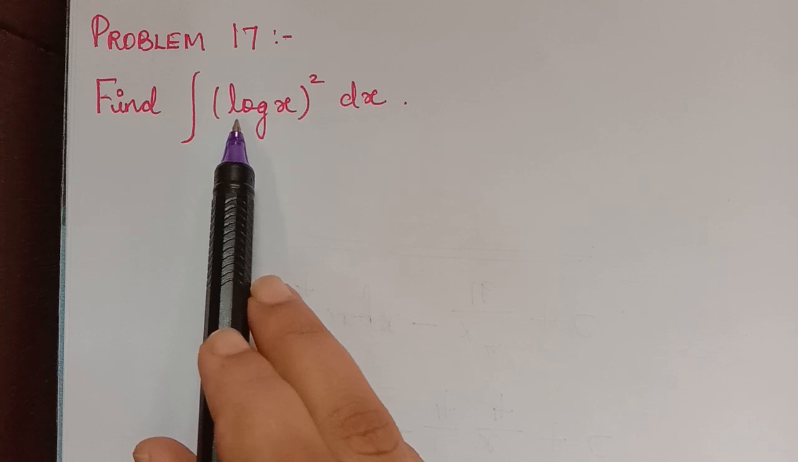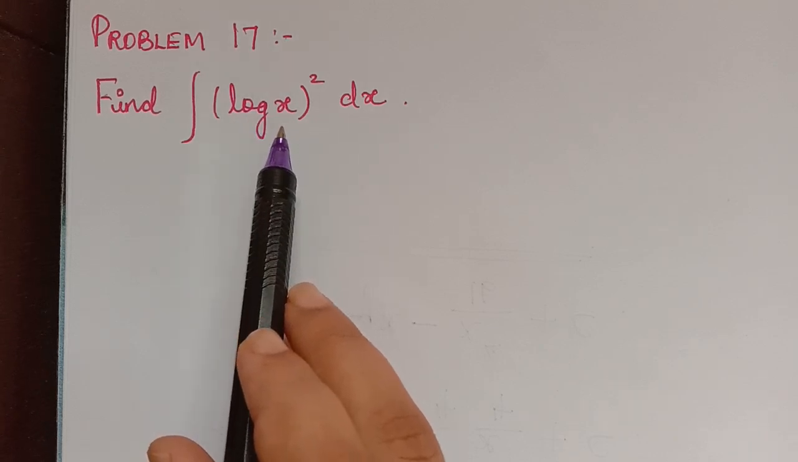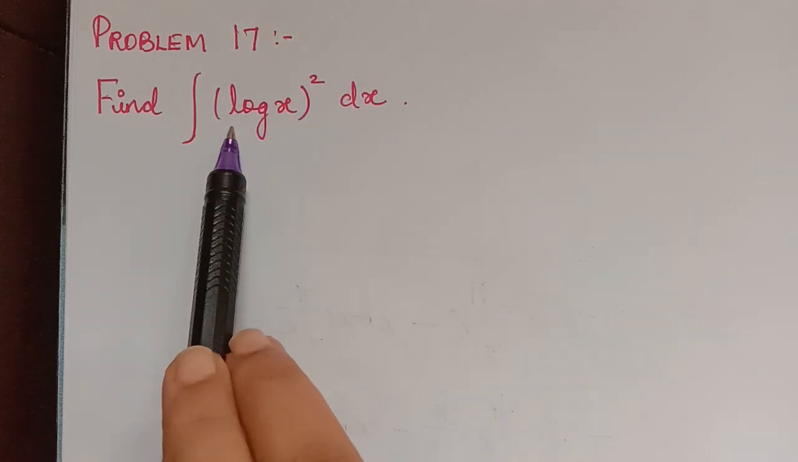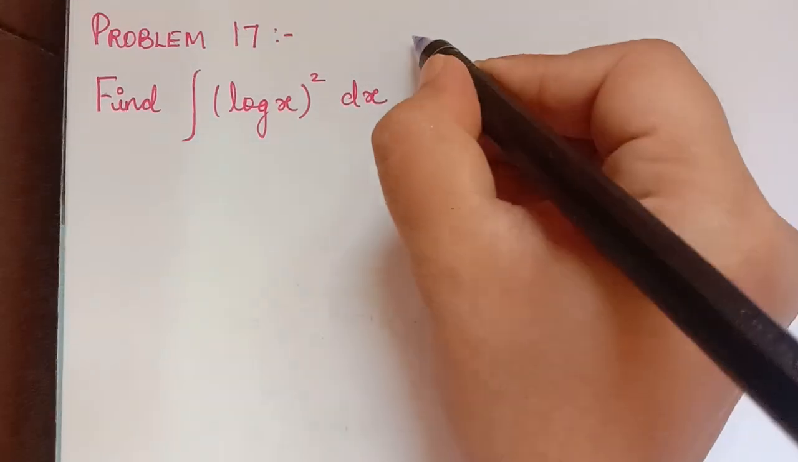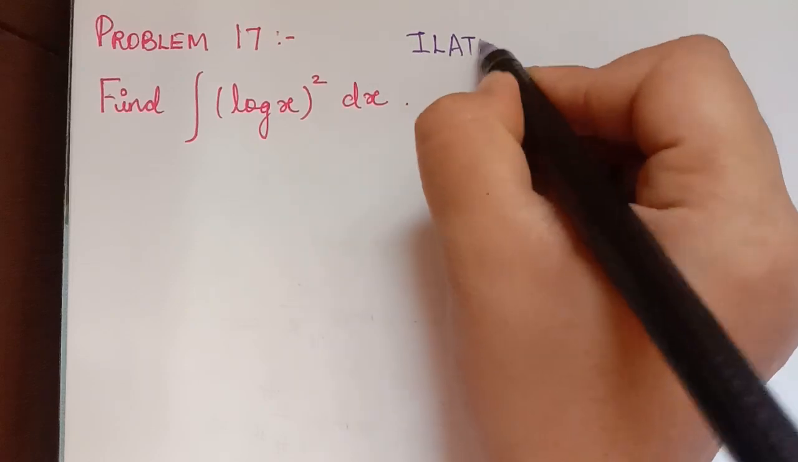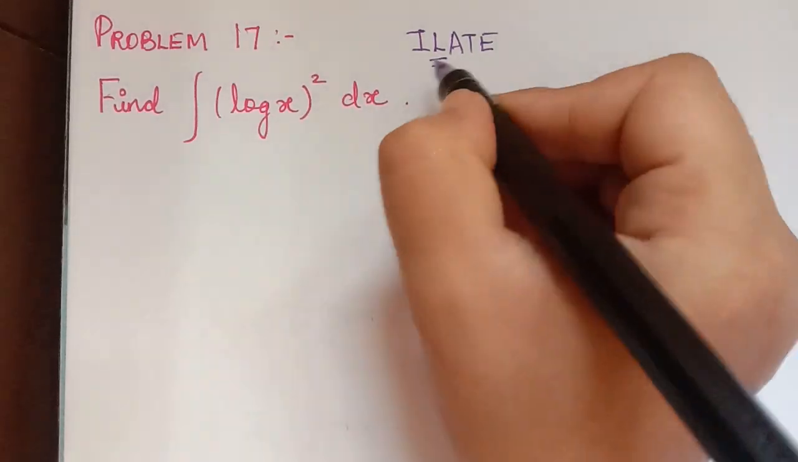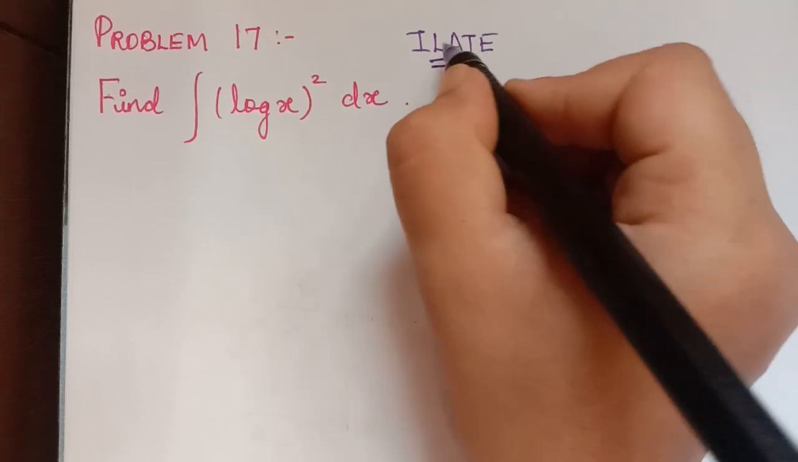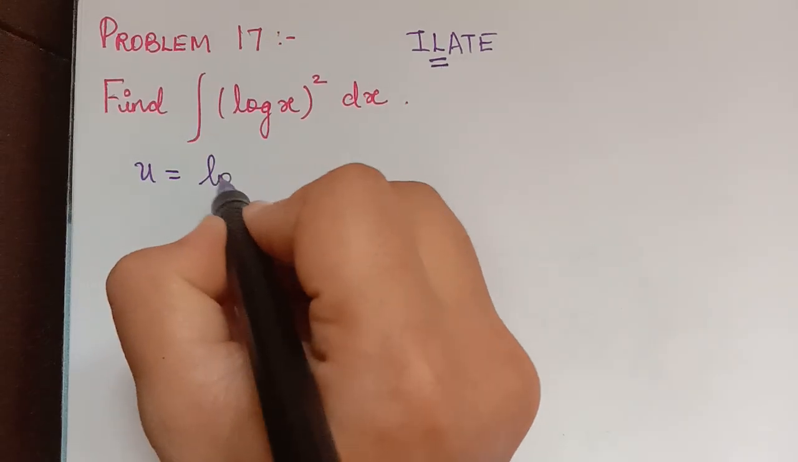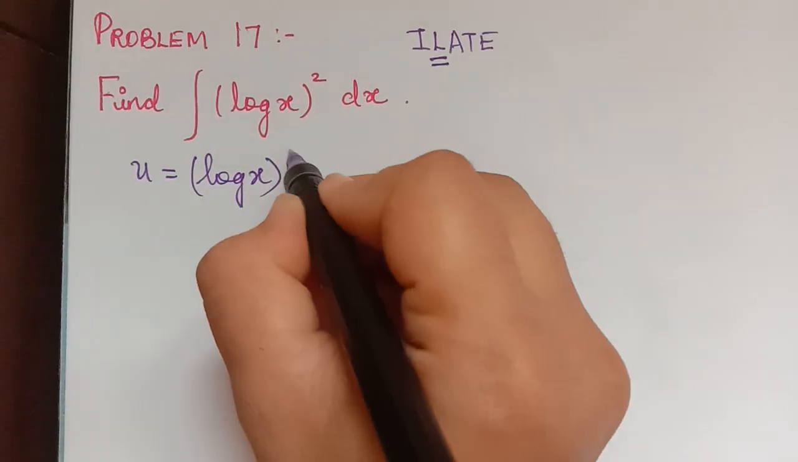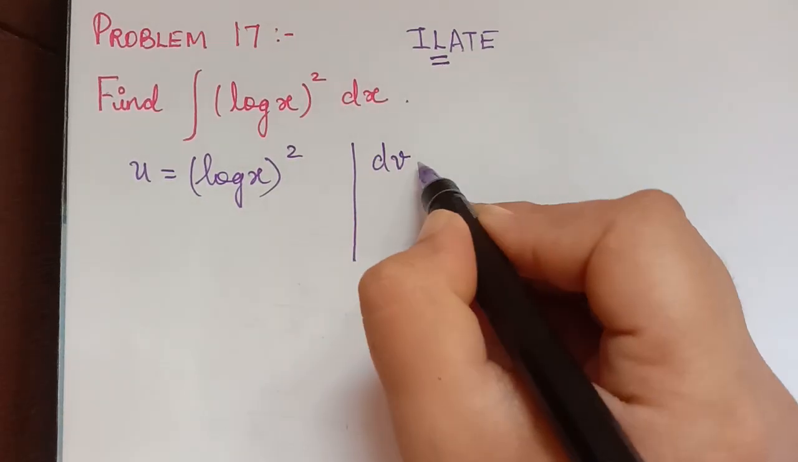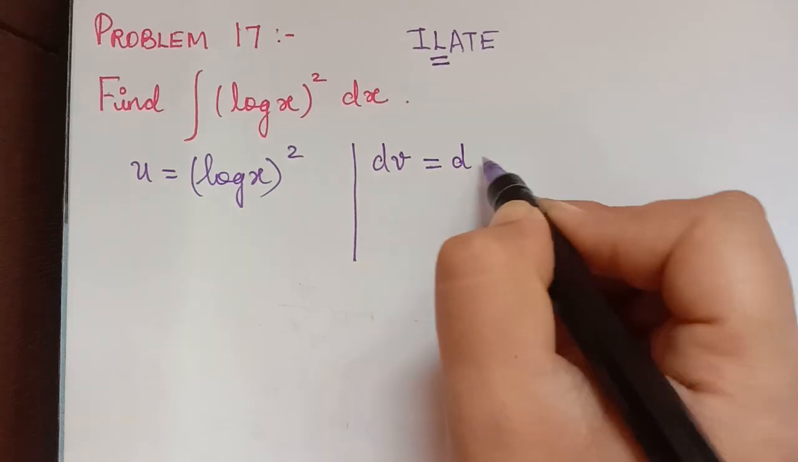Now here we have to make the choice of u first and the remaining we have to make the choice of v. The only function available here is log x, and using the rule ILATE, logarithmic is the only function that we have, so that has to be chosen as u. So our u will be equal to (log x) the whole squared, and what is remaining? dx is remaining, so obviously that has to be chosen as dv, which is equal to dx.